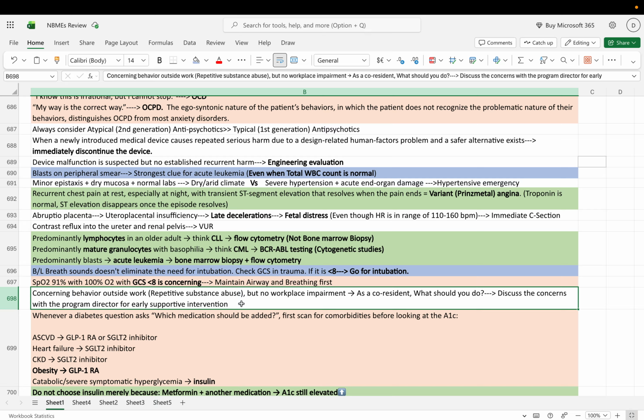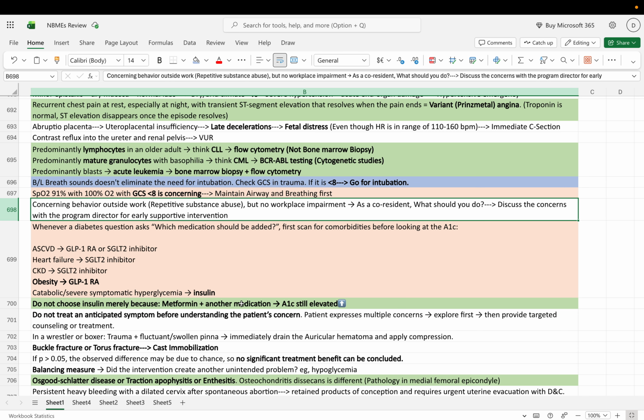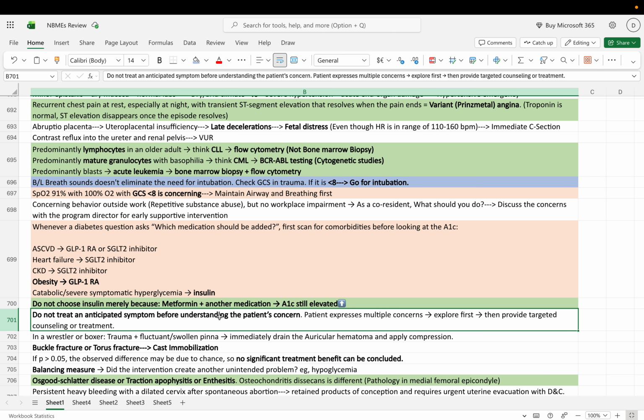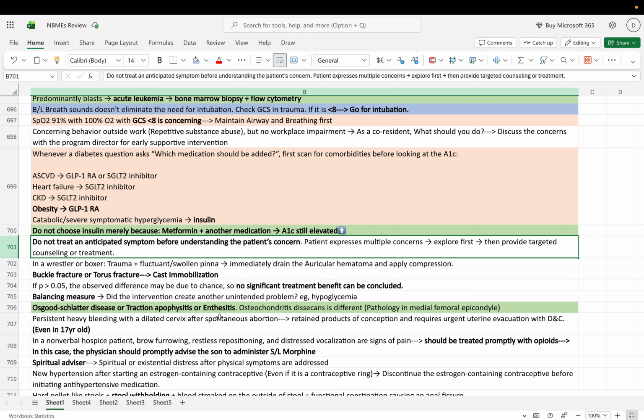Concerning behavior outside work, repetitive substance abuse but no workplace impairment. As a co-resident, what should you do? Discuss the concerns with the program director for early supportive intervention. Do not treat an anticipated symptom before understanding the patient's concern. If the patient expresses multiple concerns, explore first, then provide targeted therapy.